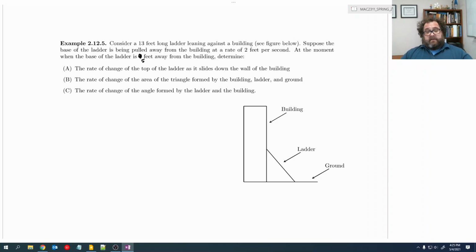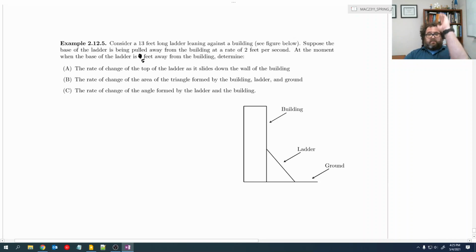Determine the following 3 things. The rate of change of the top of the ladder as it slides down the wall of the building, the rate of change of the area of the triangle formed, and the rate of change of the angle formed. Okay, so there are 3 different aspects basically of a triangle.